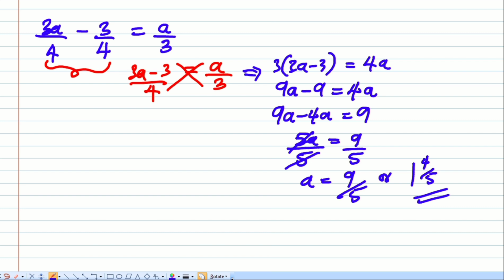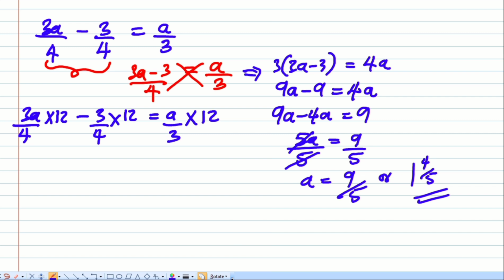Now, another way you can do this is by eliminating the denominators entirely. To do that, we consider the denominators, which are 4, another 4, and 3. So we look for the LCM of the denominators. The LCM of 4 and 3 is 12. So we multiply all these terms by 12. We have 3a over 4 times 12, minus 3 over 4 times 12, is equal to a over 3 times 12. I just multiplied every term by the LCM of the denominators.